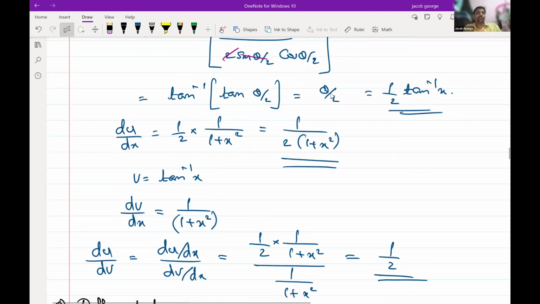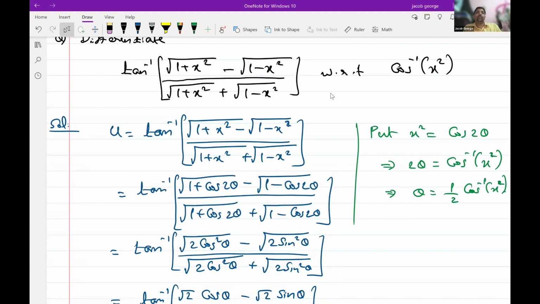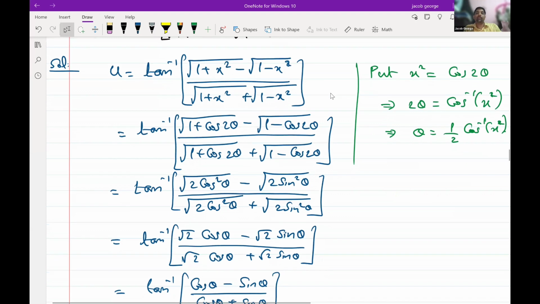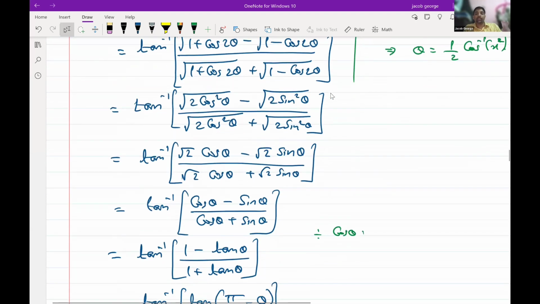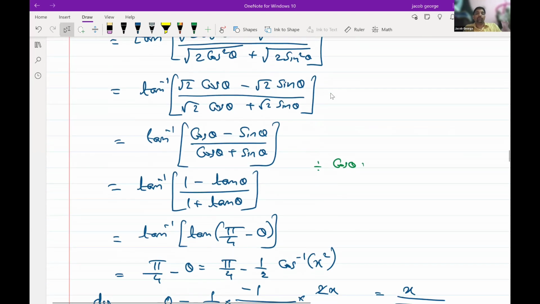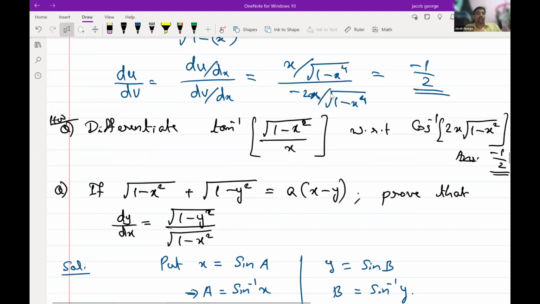Here also some variety questions are there. For example, this one, 1 plus x square and 1 minus x square, both together. Recently in integration also we discussed that. If it comes in a question, we put x square equal to cos 2 theta, because 1 plus cos 2 theta is 2 cos square theta, and 1 minus cos 2 theta is 2 sine square theta. Okay. Then we get this form. 1 minus tan theta by 1 plus tan theta is tan of pi by 4 minus theta.